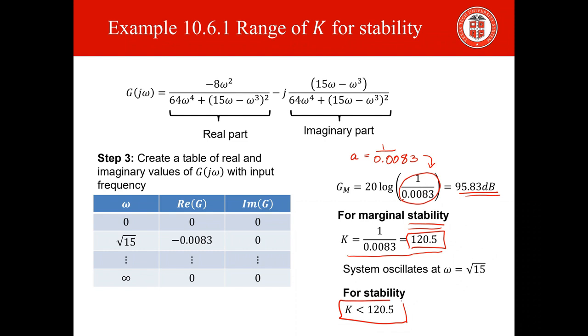So for the system to be stable, we need it to be less than this, right? Because this is going to allow the system to oscillate, marginal stability. And again, it will oscillate at this value of omega where our imaginary part is equal to 0, and we have this real axis intercept. So hopefully this is clear how we're using the Nyquist diagram to get this range of K for stability.